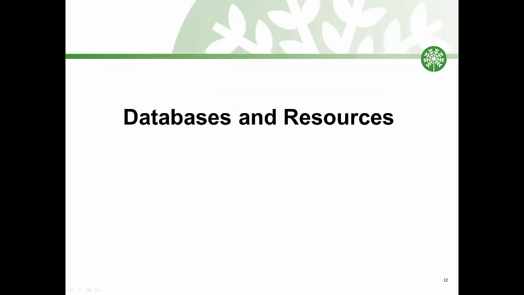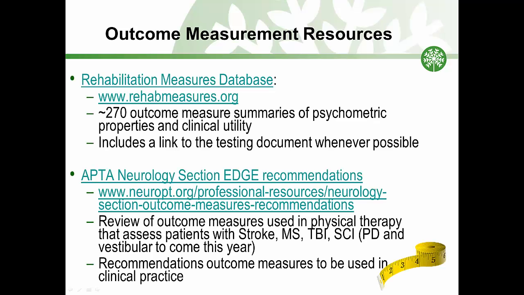In addition, there are many free online resources available that provide information about outcome measures. Several of these are listed and described in the next few slides I'm going to show you. Additional resources can be found at www.rehabmeasures.org on the links page. Let's look at the Rehab Measures Database and the APTA Neurology Section EDGE recommendations. These two resources provide information to assist with the selection, administration, and interpretation of outcome measures for a wide variety of patient populations and disciplines.